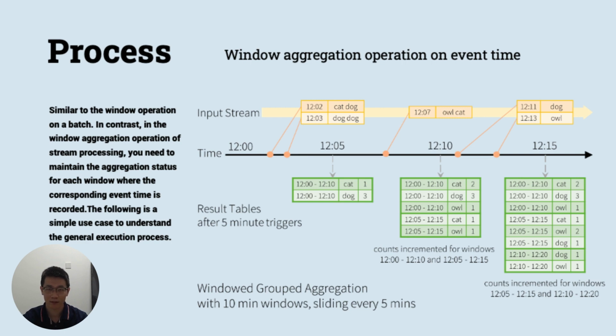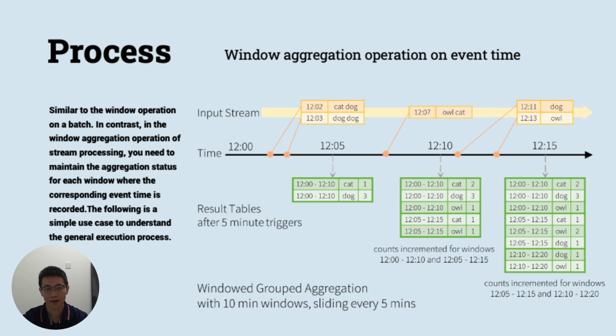Windowed aggregation operations in streaming are quite similar to those in batch processing. They involve maintaining an aggregation state for records associated with each time window. In this example, we continuously read records from a socket, and each record contains a timestamp and a word. We use a 10-minute window to count the occurrence of each word. The window slides every 5 minutes, creating a sliding window. The triggering interval for our batch processing is set at 5 minutes.